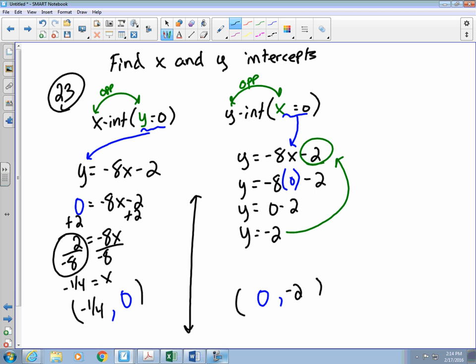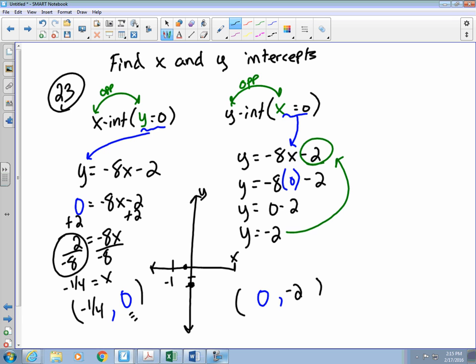So if I wanted to give you a visual, again, you didn't have to do this either, but -1/4, 0 means I'm going to go to the left, -1/4, and then I'm not going to go anywhere on the y. So that would be this ordered pair. 0, -2, I'm not going to go anywhere on the x, but I'm going to go down 2 on the y. So that would be that.